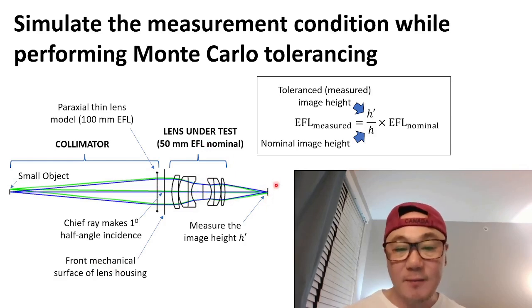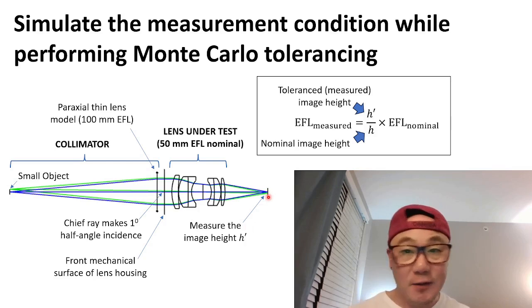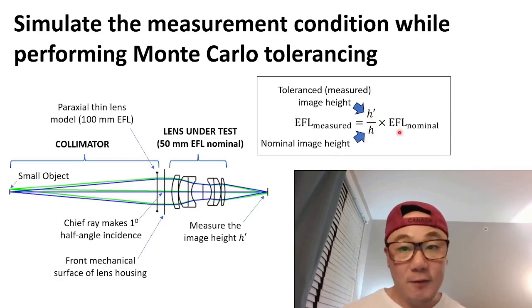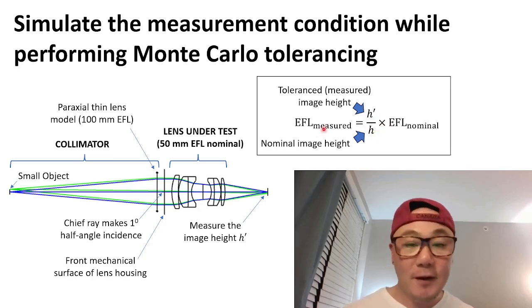By the way, I'll get back to this measurement in a minute because here I'm measuring the height of a point spread function, which has its nuances. Anyway, what I do then is I take the measured image height h prime divided by the nominal image height, which is known, and times the nominal EFL, which is also known. This is scaling the EFL to get the measured EFL. Okay, this is one way to do it. All right, so what happens?